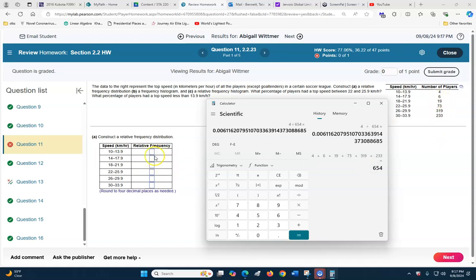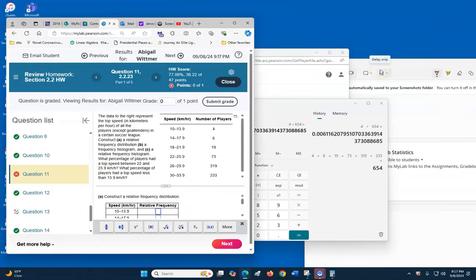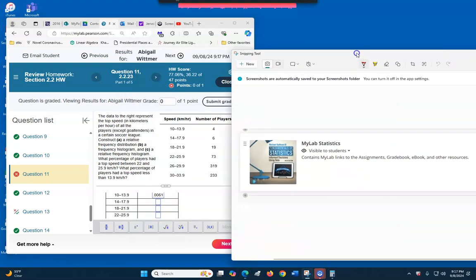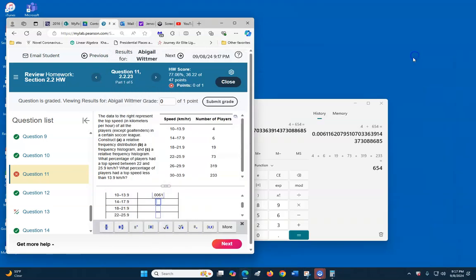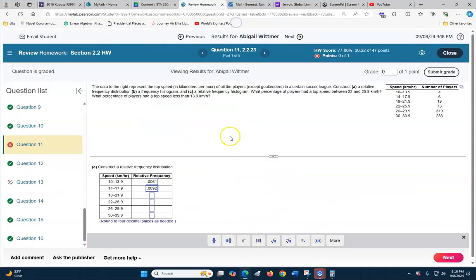The next one, well, of course, I don't help you, but if I type this in here, it'd be 0.06061. And for the next one here, let's get rid of these things. The next one, we take 6 and divide it by 654. And so we get 0.009, and we need to round that to 4 places, so 0.0092. And so I just use a calculator and go down through here and get those.